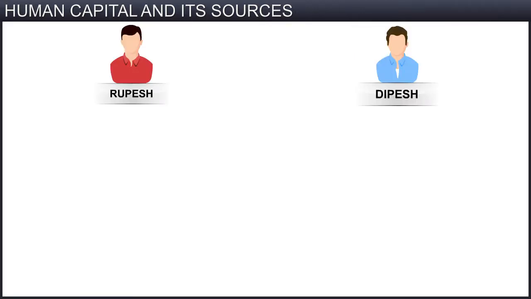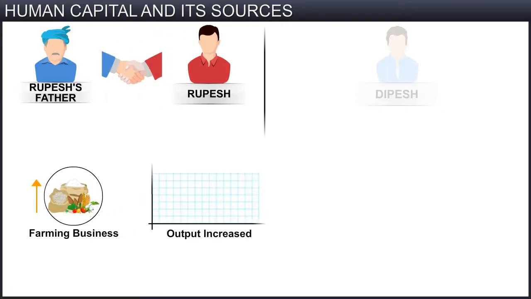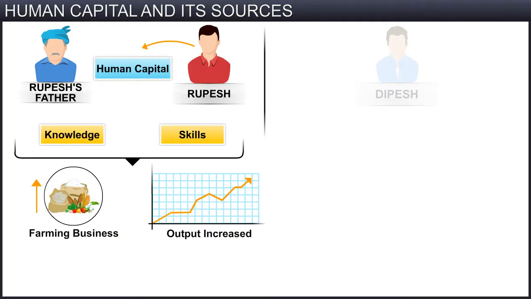Having compared human capital with physical capital, let us now move ahead and identify the various sources of human capital. We will revisit the story of the two friends, Rupesh and Dipesh. From the moment Rupesh joined hands with his father in business, the output from their family's land increased to an unimaginable level. Rupesh achieved this by transforming himself into human capital through the acquisition of knowledge and skills in the agricultural field.